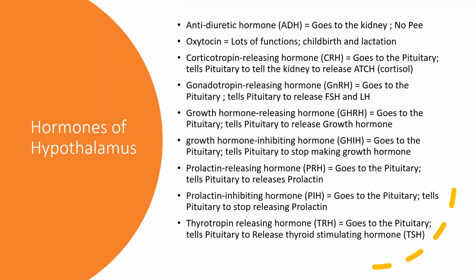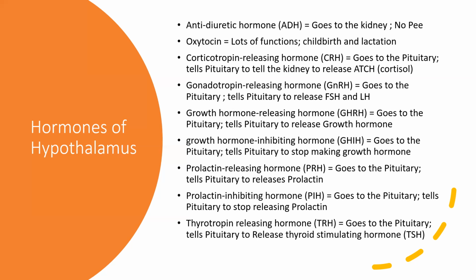Oxytocin has lots of functions. In regards to how it's taught at GCU, we're mainly going to learn about childbirth and how it affects the uterus and uterine contraction, and how it affects lactation. The corticotropin releasing hormone, or CRH, goes to the pituitary and tells the pituitary to release a hormone called cortisol, or ACTH. I would just know cortisol; ACTH is an acronym for a very large hormone that you don't really need to know the name of too much.